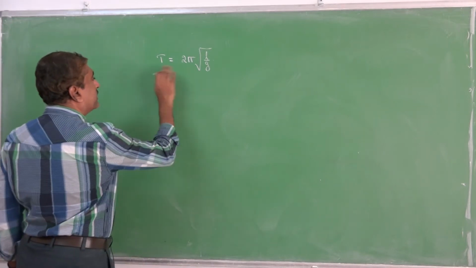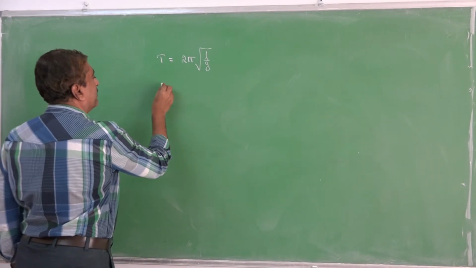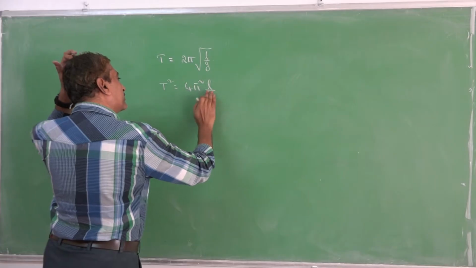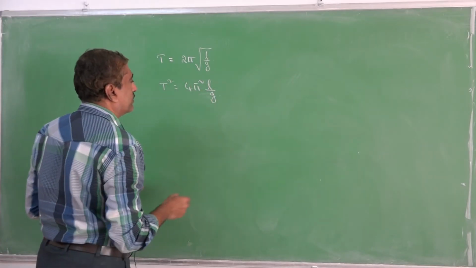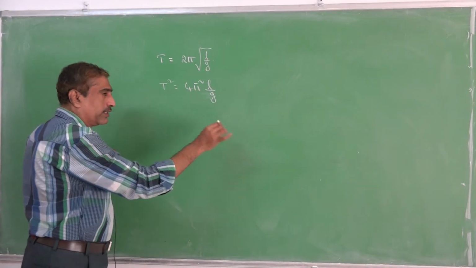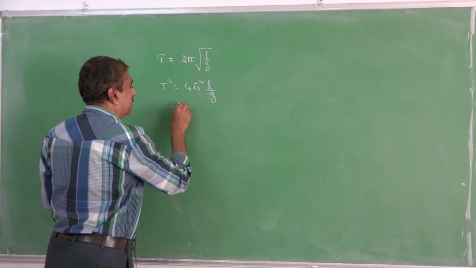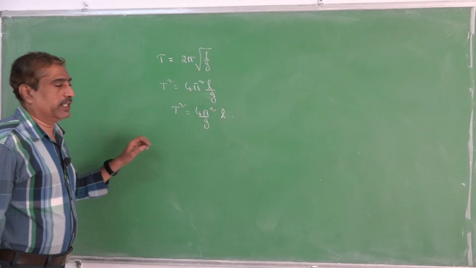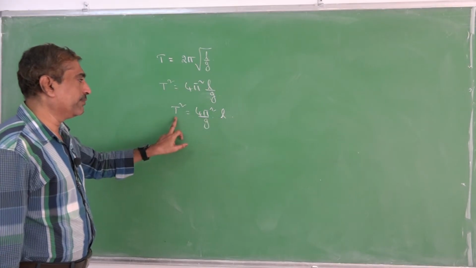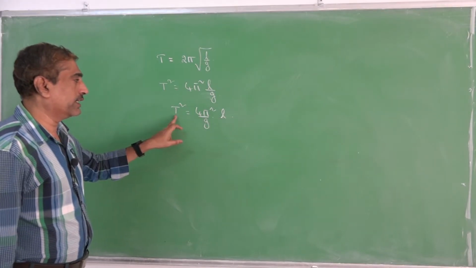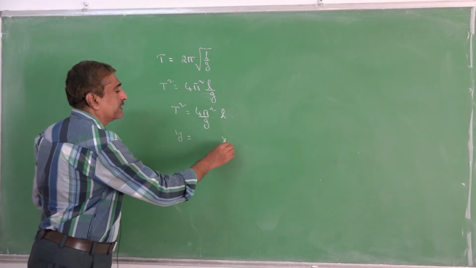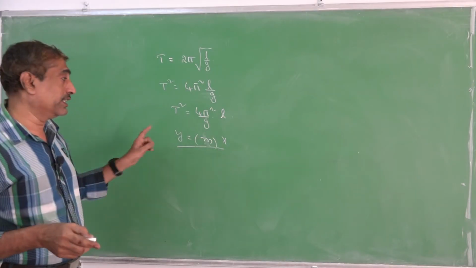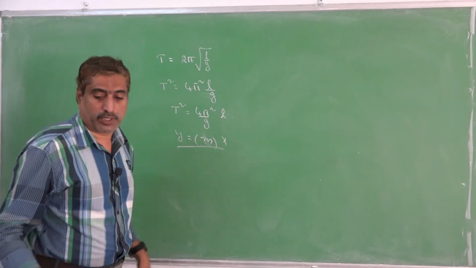For small change in length, this equation can be written as T square equals 4 pi square L by g. If at a particular place g is constant, then T square equals 4 pi square by g into L. Suppose we draw a graph between L and T square, taking L on the x axis and T square on the y axis, then this is a constant k. So, y equals mx. So, the graph is a straight line. You remember this, the graph is a straight line passing through the origin.